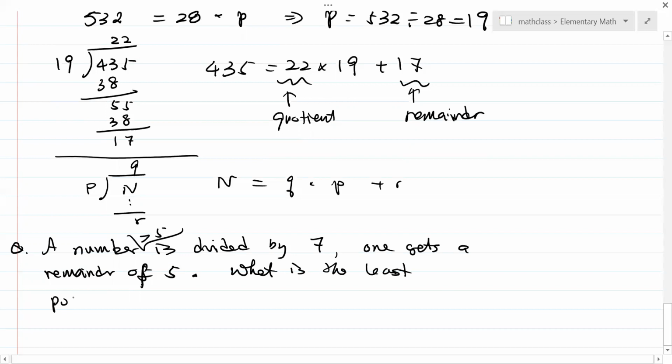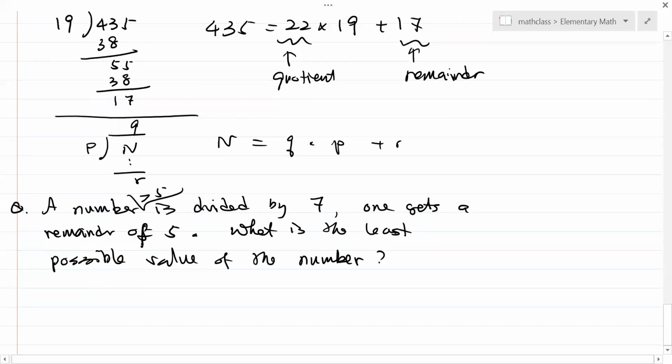My question is, what is the least possible value of the number? Yeah, so you have a number greater than 5. Otherwise, 5 is going to be the least possible value. Do you understand? If 5 is divided by 7, of course the remainder is 5, and that is the smallest number you can get satisfying this requirement.